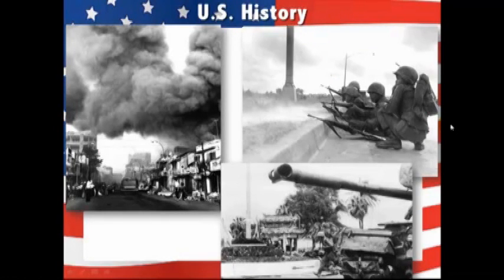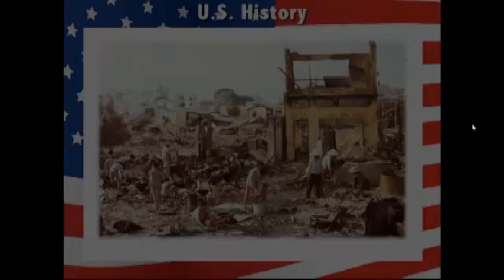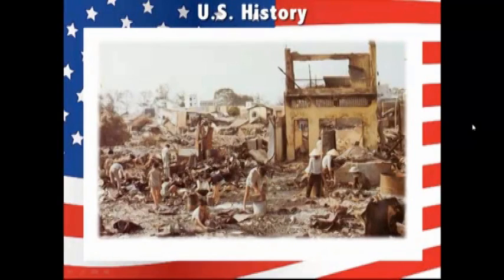And here's some more photos from the Tet Offensive. These are ARVN soldiers here, the South Vietnamese Army. Some more destruction from Tet. And here's a photo. There was also a video caught of a suspected Viet Cong prisoner being executed at point-blank range. And once again, some more damage. I believe that was from Hue.